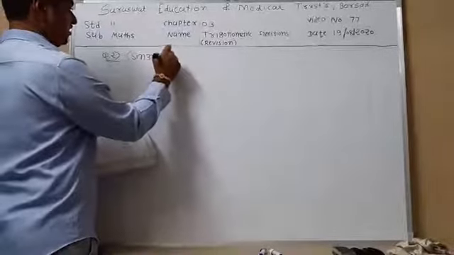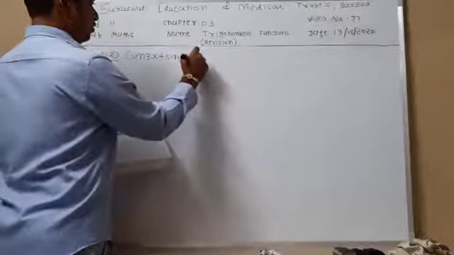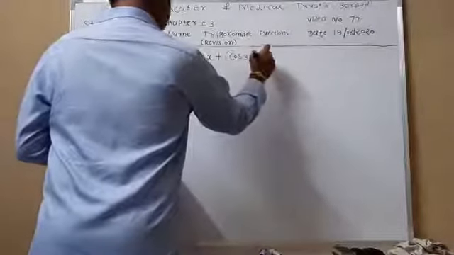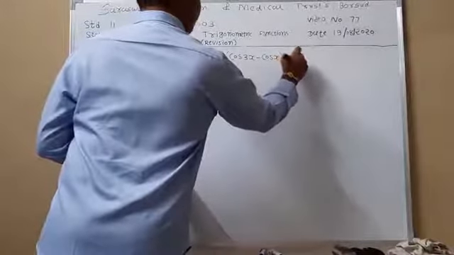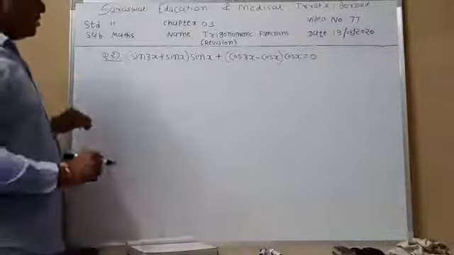Prove that (sin 3x plus sin x) over (sin x plus cos 3x minus cos x) over cos x is equal to 0. Means prove that this term is 0. So now start from the LHS side.